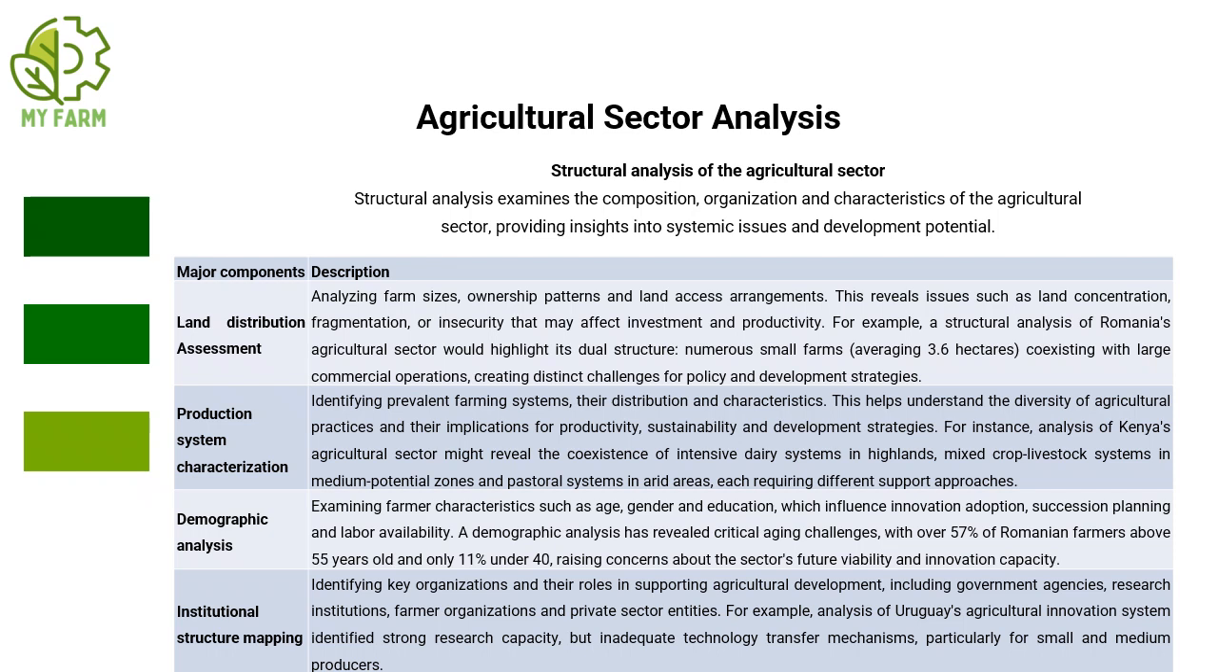Institutional structure mapping identifies key organizations and their roles in supporting agricultural development. Uruguay's analysis identified strong research capacity but inadequate technology transfer mechanisms, particularly for small and medium producers, highlighting gaps in the innovation system.